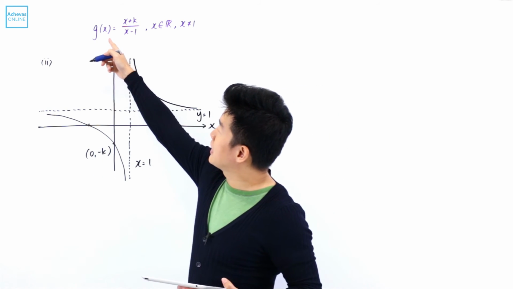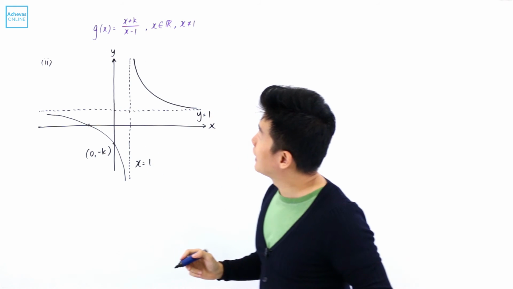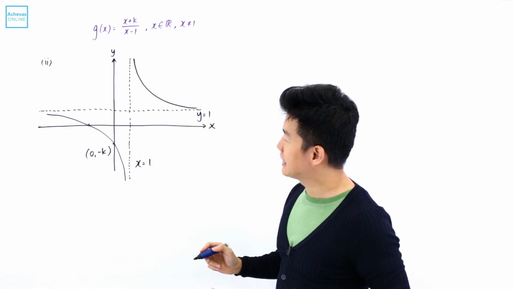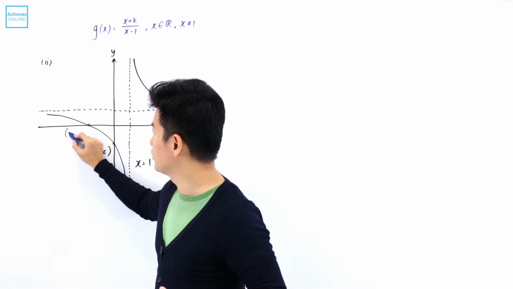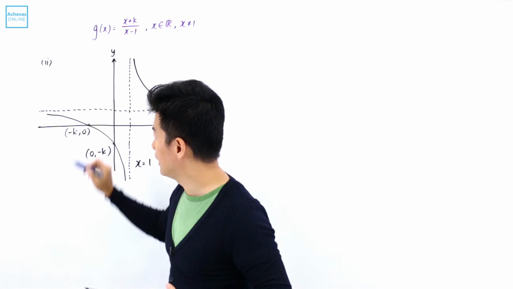And if I were to let g(x) be equal to 0, you will find x to be equal to also minus k. So this point is going to be (minus k, 0).